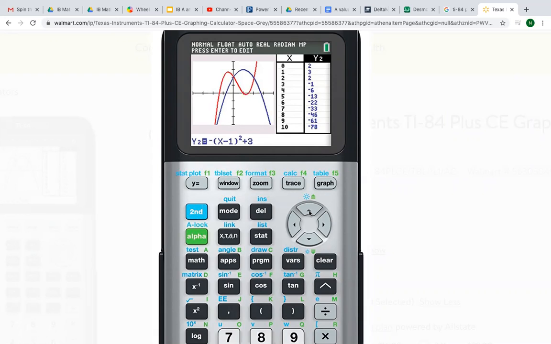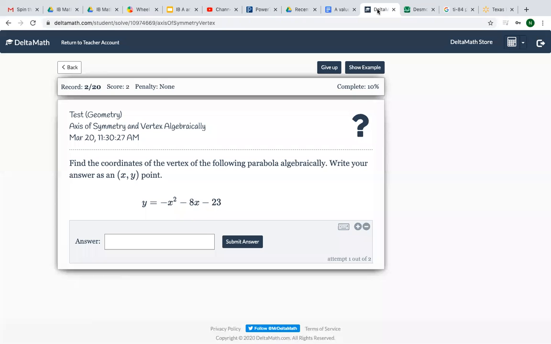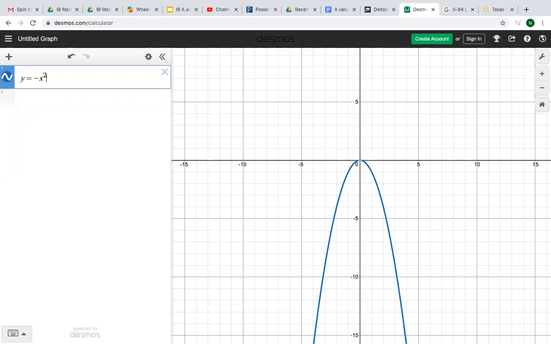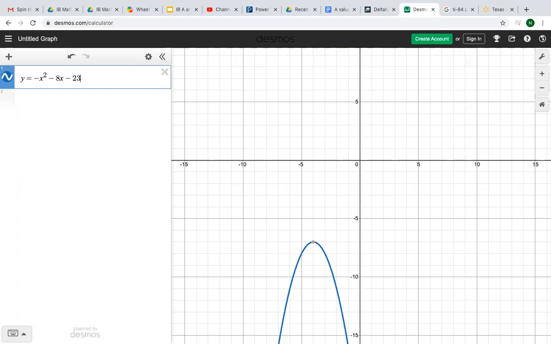Yes. Okay, and can you see the top of the vertex? No. Wait, there's no image. I thought it was drawn, but it stopped. So let me try it again. Negative x squared minus 8x minus 23. It should show in the bottom right-hand corner.